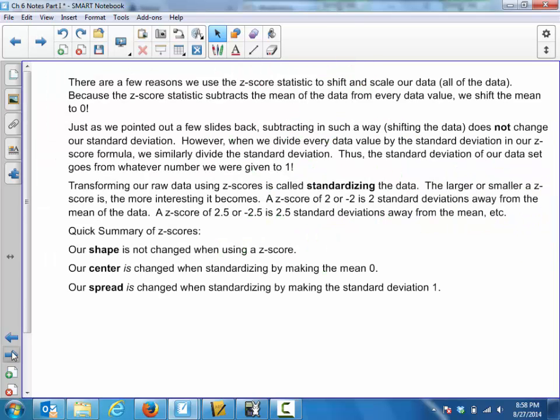Okay, so I want to leave those numbers right there, and come back to interpreting them a little bit more in just a second.